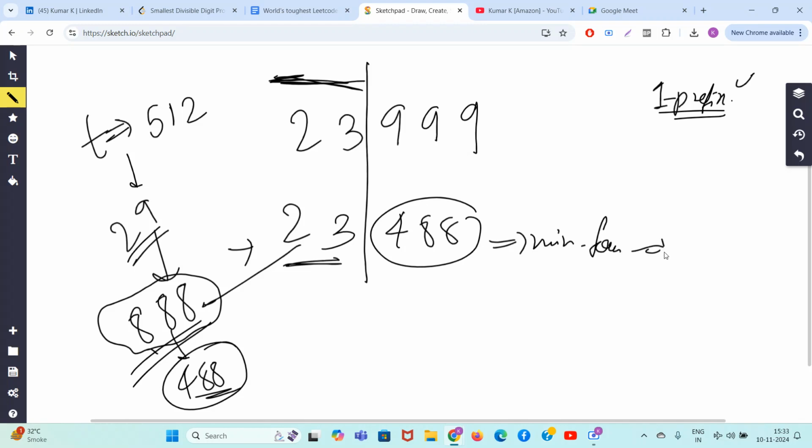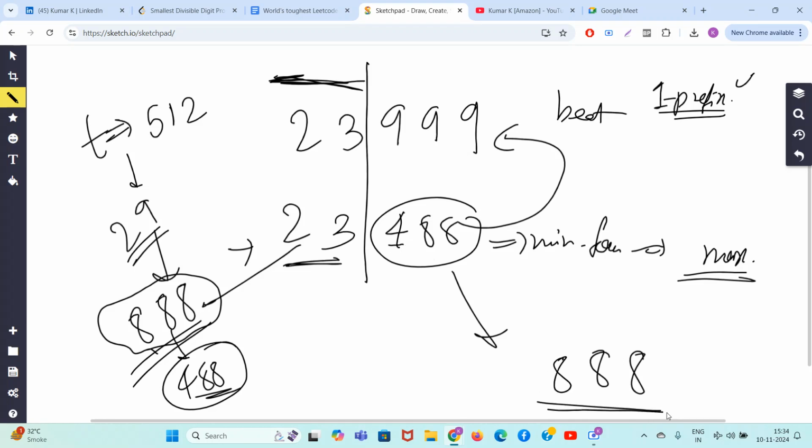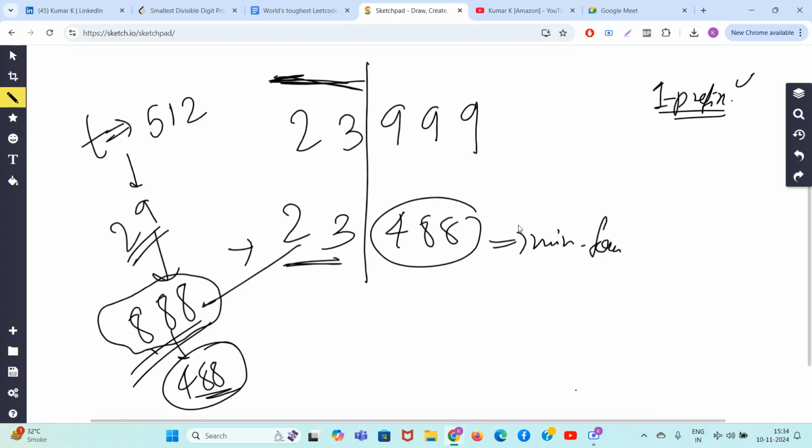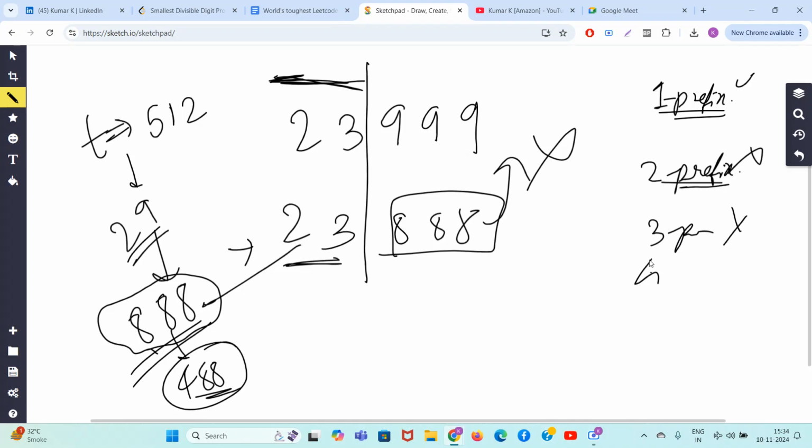But we will convert it to max form. Because if the max form is able to beat this, then yes, this configuration is also valid. So guys, what will be the max form of 488? 8 cannot be further increased, 4 can become 8. So 888 is the max form, right? So let me write 888 there. Is 888 able to beat this? No, means two prefix is not working. Two prefix matching is not happening. Hence, three prefix will not happen. Four will also not. Only one prefix solution is there.